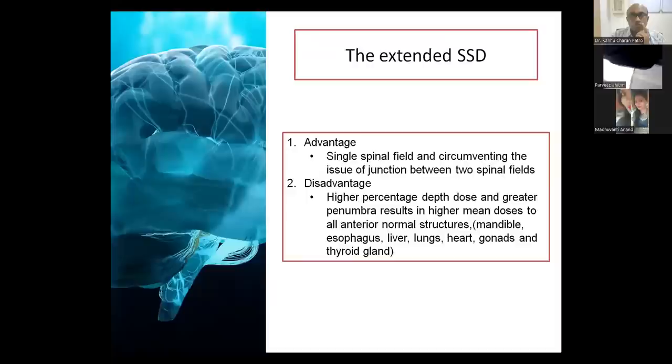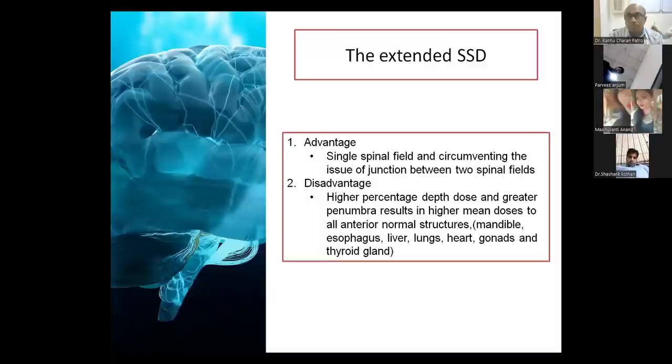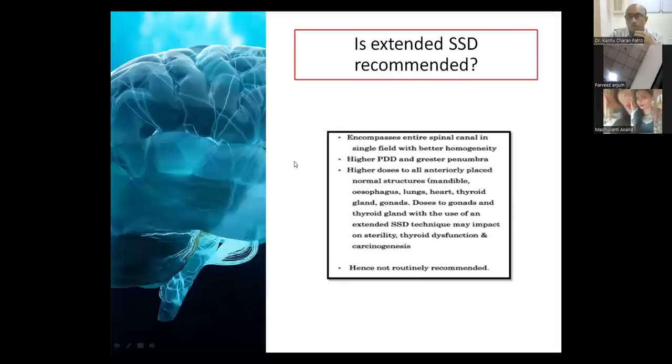Sometimes people think that extended SSD will help. So people try 110 centimeter or 120 centimeter of SSD, but if you increase the SSD, the depth dose increases. So if depth dose increases, the esophagus, liver, lung, heart, gonad, everything increases. So usually if there is data for 105, 110 SSD, you can go ahead, but 120 SSD, 115 SSD better to avoid. Extended SSD should not be done.